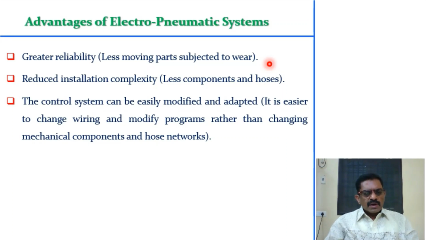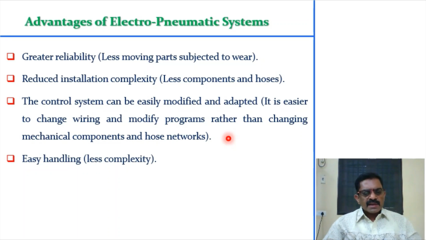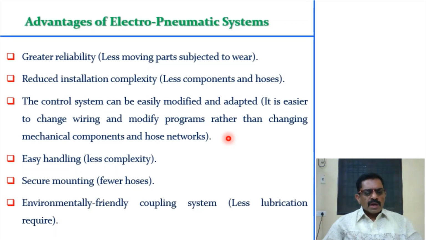The control system can be easily modified and adapted. It is easier to change wiring and modify programs rather than changing mechanical components and hose networks. Instead of changing all the networks or hoses, no need to remove those hoses and fix them again. It can be programmed easily. There is also easy handling, less complexity, and secure mounting. Only a few hoses are required, so no need for a large number of tubes. And there is an environmentally friendly coupling system, requiring less lubrication. Lubrication is not a big issue in this electro-pneumatic system.